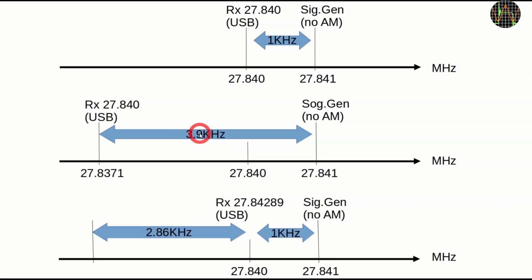To get the correct tone, I need to change the frequency to which the radio is tuned. It turns out that when the radio displays a frequency of 27.84289 MHz, the tone is close to 1 kHz. This means when my radio displays 27.84289, it is really receiving at 27.840. Just to be clear, this is a problem of my particular radio. Yours may be much more accurate or worse.